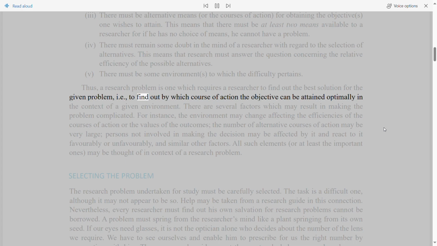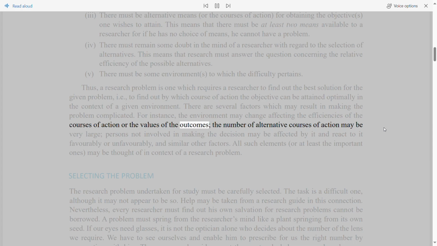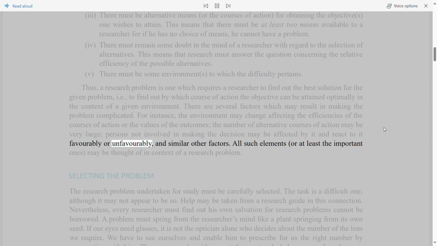i.e., to find out by which course of action the objective can be attained optimally in the context of a given environment. There are several factors which may result in making the problem complicated. For instance, the environment may change, affecting the efficiencies of the courses of action or the values of the outcomes. The number of alternative courses of action may be very large. Persons not involved in making the decision may be affected by it and react to it favorably or unfavorably, and similar other factors. All such elements, or at least the important ones, may be thought of in the context of a research problem.